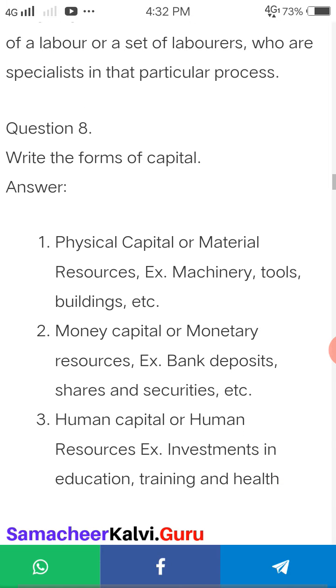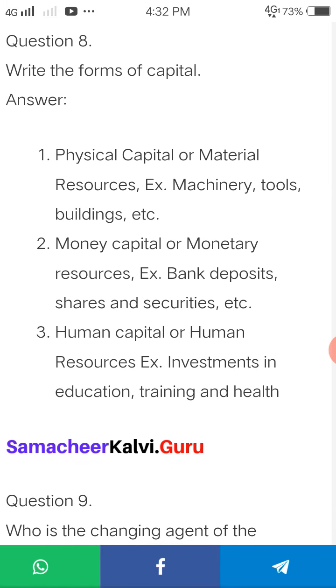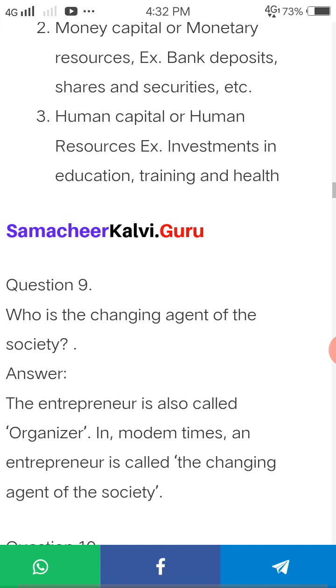And question number 8, write the forms of capital. First one, physical capital or material resources. Example, machinery, tools, buildings, etc. Second one, money capital or monetary resources. Example, bank deposits, shares and securities, etc. Third one, human capital or human resources. Example, investments in education, training and health.